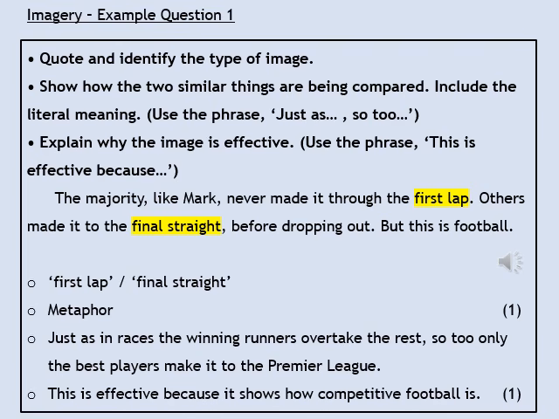The latter half of that sentence, of course, is spelling out the literal meaning of the image. We're not literally referring to a race, but rather a football game is being likened to a race figuratively in order to bring out the sense of competition that we find there in both sports. Last but not least, we should explain why the image is effective, using the phrase, this is effective because. This is effective because it shows how competitive football is, as we've already said. There's our final mark.